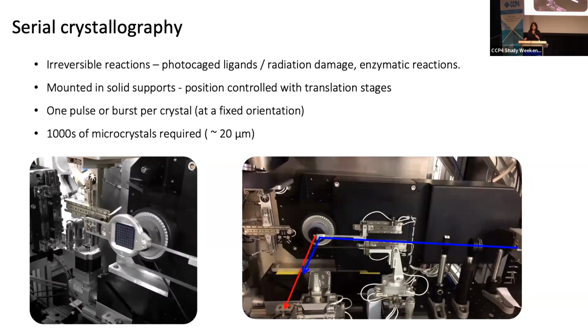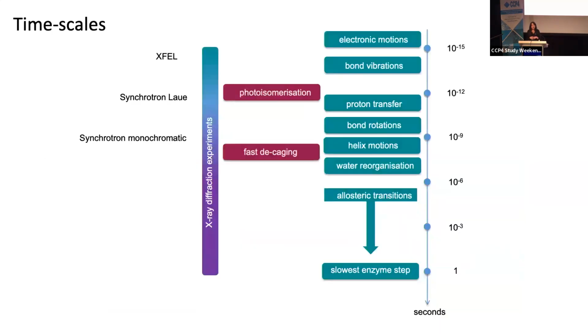And as you can see over here, we can have a laser aligned at the sample position as well as the X-rays, so we can initiate our reaction inside the crystal and collect our data after different time delays. We need thousands of microcrystals. That's not always an easy task, but these experiments tend to work quite well. And as Arwen very nicely introduced, the timescales that we can watch cover the whole gamut of biologically relevant timescales, from our very, very fastest photochemical reactions that might occur on femtoseconds, all the way down to our slowest enzymatic step, seconds.